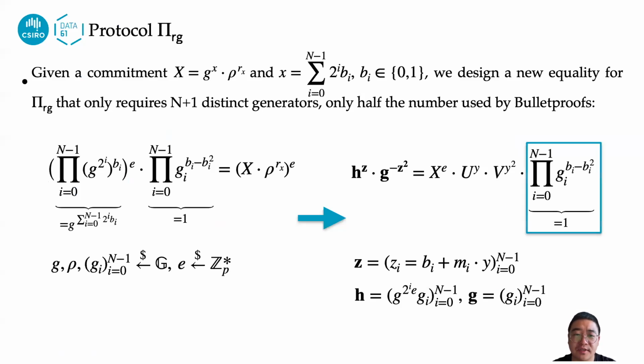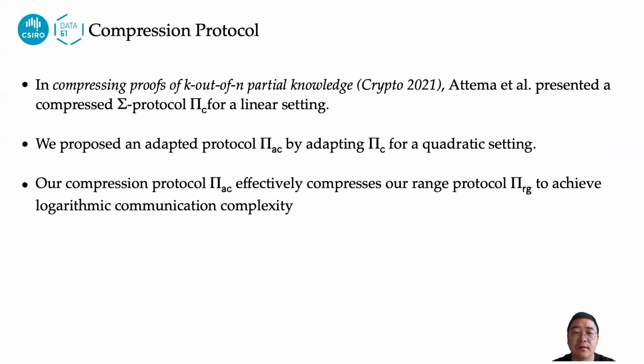The hardness of discrete logarithm relations between any two generators implies that each element in the bit vector is either 0 or 1. Furthermore, we made a transformation to obtain a composite generator H by merging the generators whose exponent values are Z. This facilitates the following compression. Then we introduced the compression protocols.